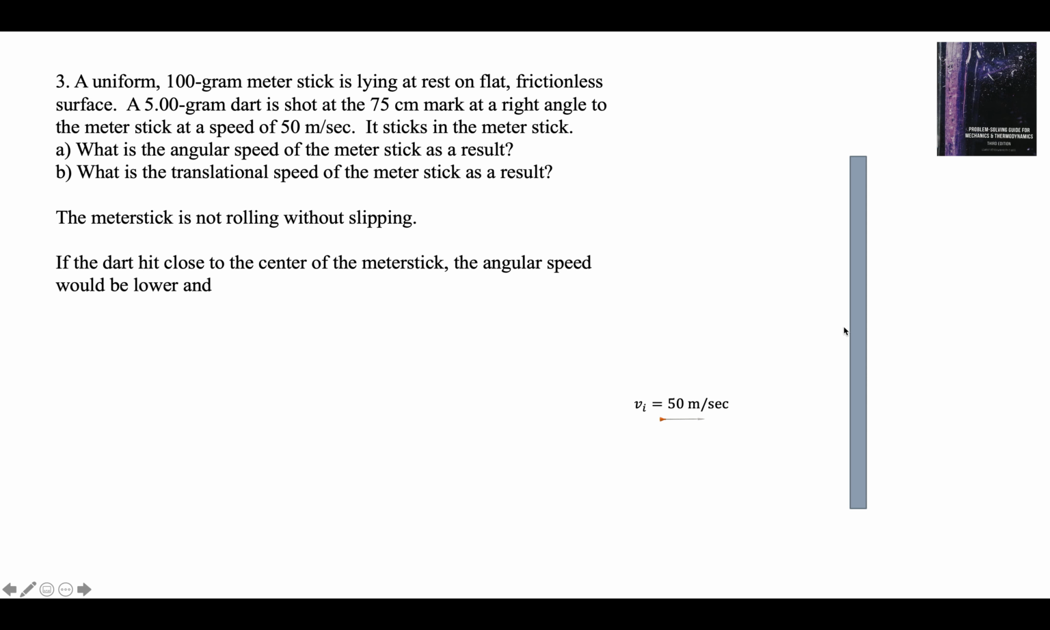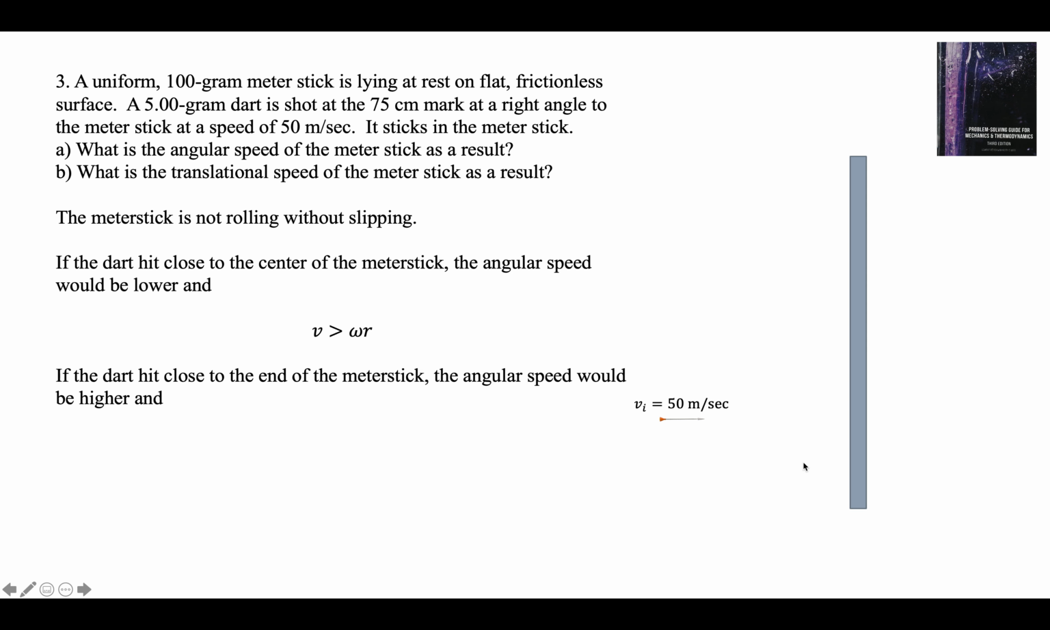If the dart hit close to the center, the angular speed is not going to rotate that much at all. So v is going to be bigger than omega r. The speed is fast and the rotation is slow. If the dart hits at the end of the meter stick, now it's going to have a lot more spin. So v is going to be less than omega r.